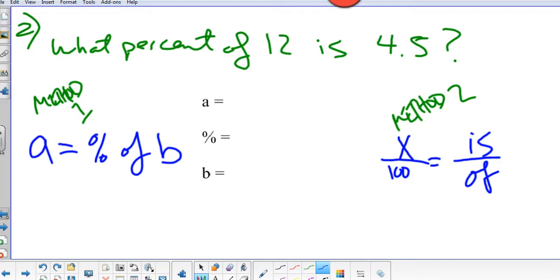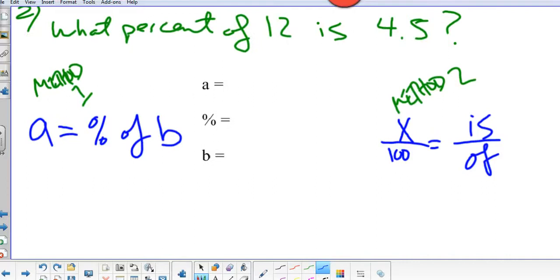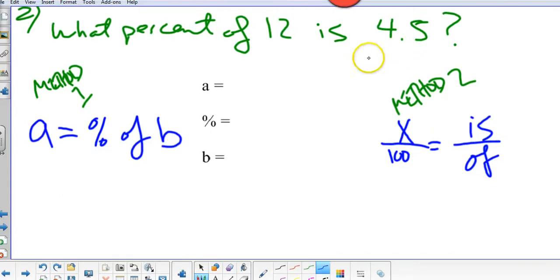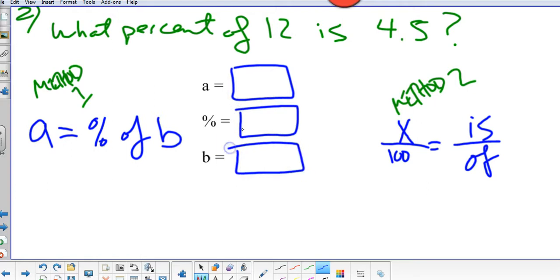A couple examples. You can do either method 1 or method 2. What percent of 12 is 4.5? I want you to fill in the amount, the percent, and the base. And then also the "is" and the "of", and the percent over 100. You pick which one you want to do, either method 1 or method 2. You do this problem, and then we'll come back. Hit pause.